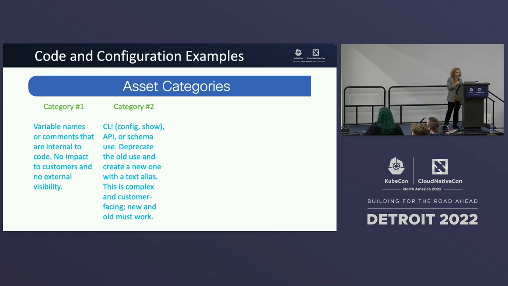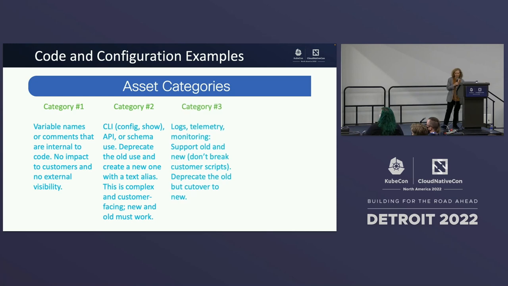Next, there's category two, and this is the CLI, API, stuff that a customer can use, can see. In this case, you need to be more careful. You probably want to do a text alias so that you're deprecating the old and inserting a new, but you want to support both for a period of time. And so this is complex. This is the hard work. This is the nitty-gritty.